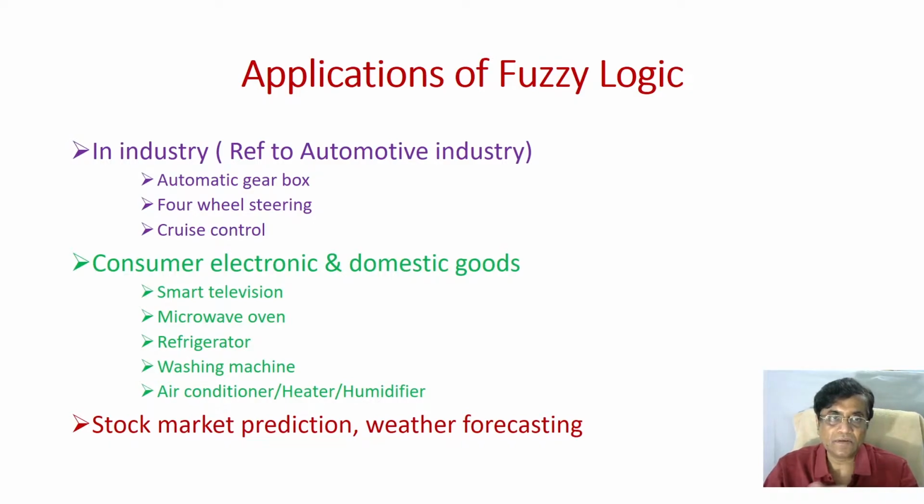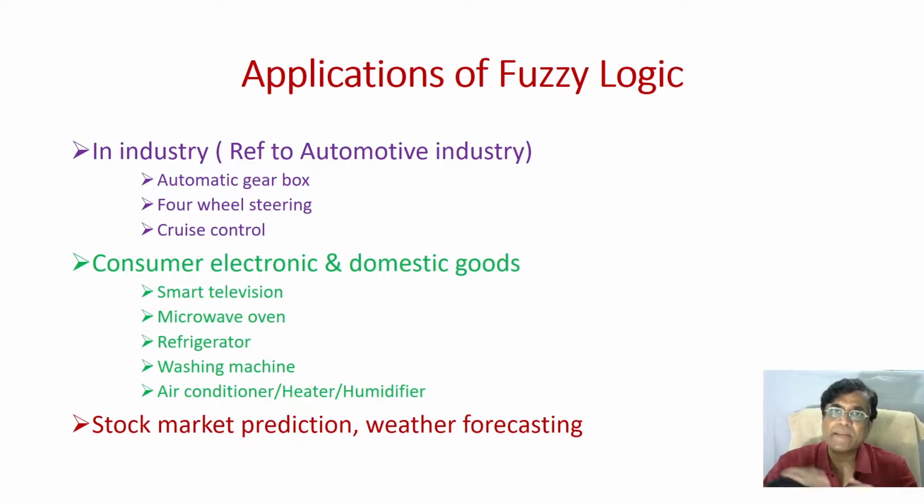All kinds of consumer electronics and domestic goods nowadays, a smart television, microwave oven, where a fuzzy chip is there, a fuzzy refrigerator, a fuzzy washing machine with a fuzzy chip, I think every household has this kind of thing.